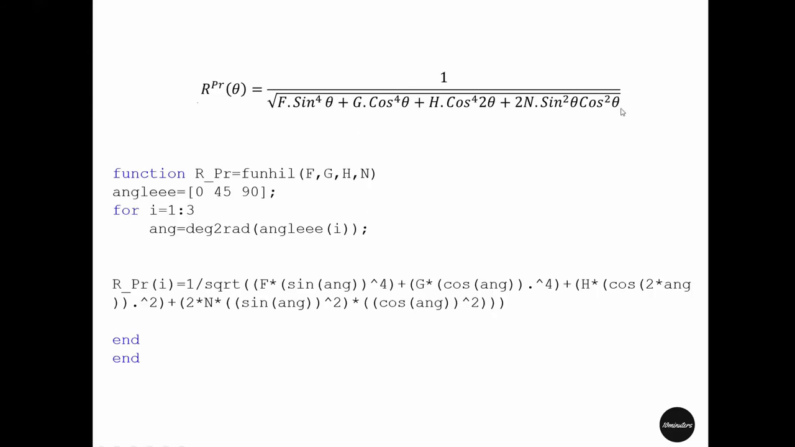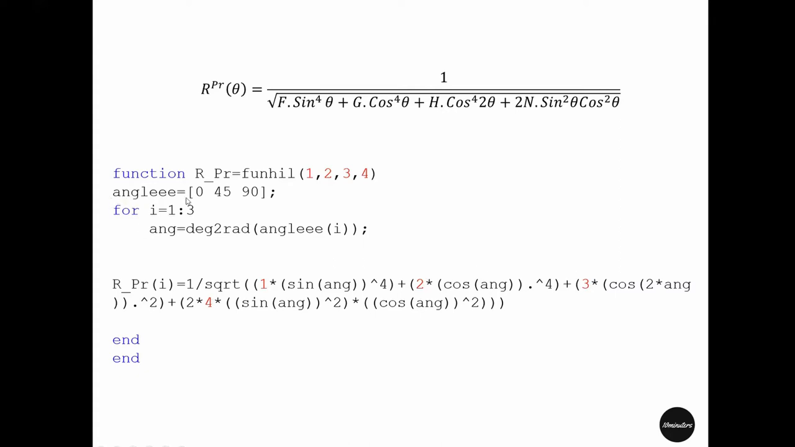Let us use this equation to code a small function in MATLAB. This equation is written here, 1 divided by square root of, and it contains this expression with F, sine and G, and it goes up to here. The theta angle is written as A and G. In this function, when you put particular values of F, G, H, and N like this, these values go into this equation.